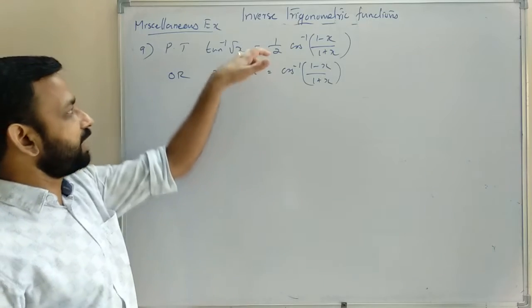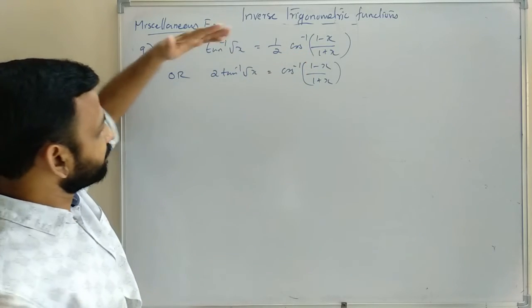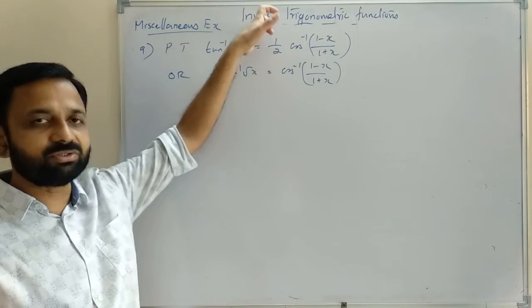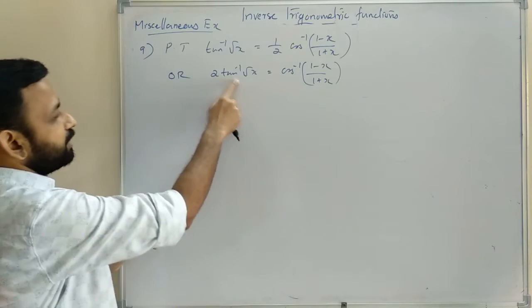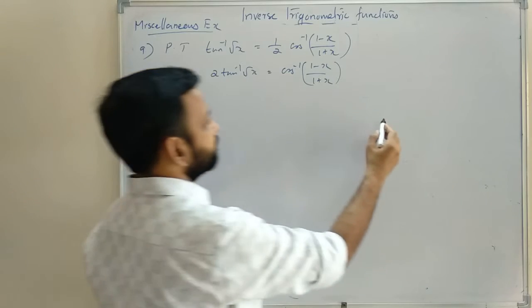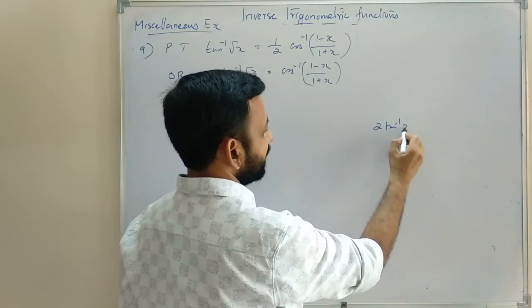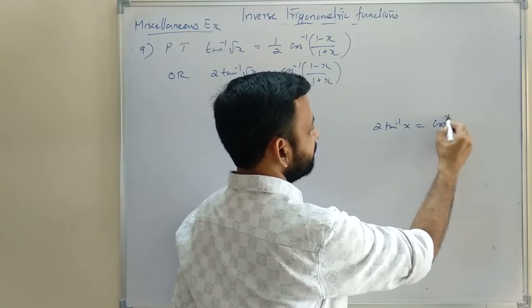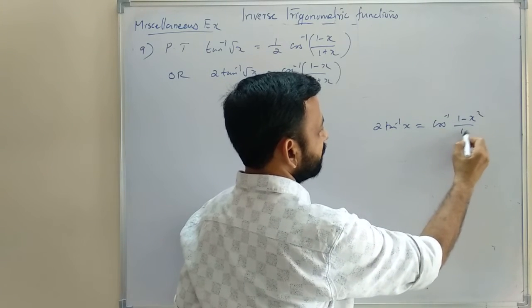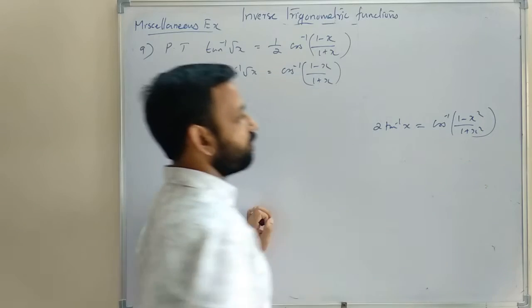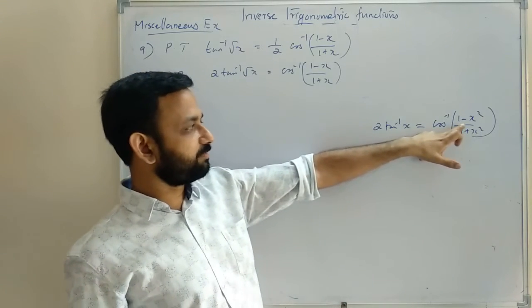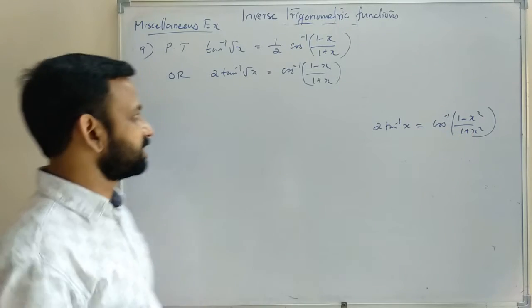So here we need to prove LHS equal to RHS. If LHS and RHS are equal, then the same holds here also. In this question, 2 tan inverse root x, that is 2 tan inverse x in terms of cos: 2 tan inverse x is equal to cos inverse of (1 minus x square) upon (1 plus x square). That is the formula we learned.